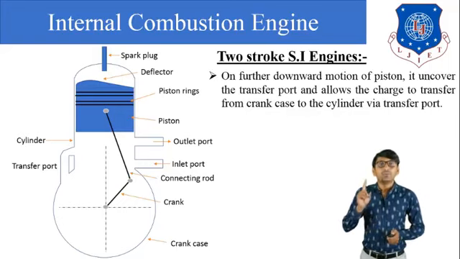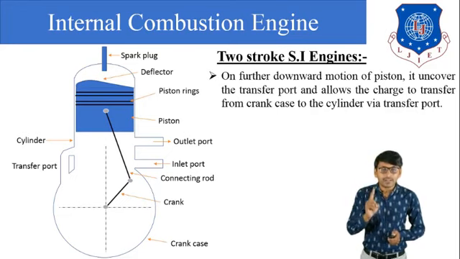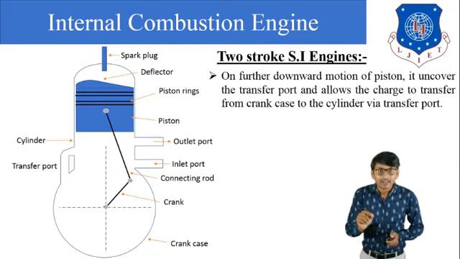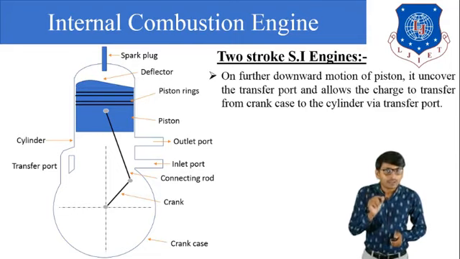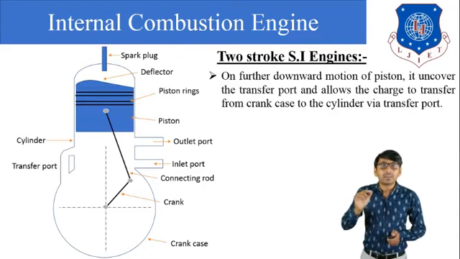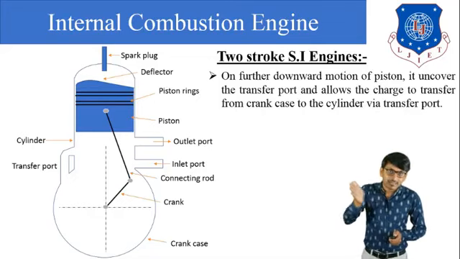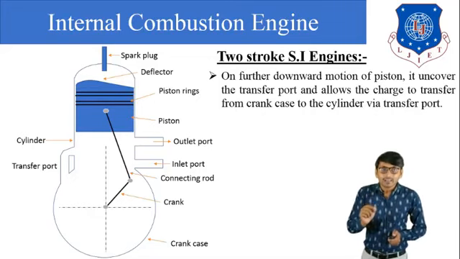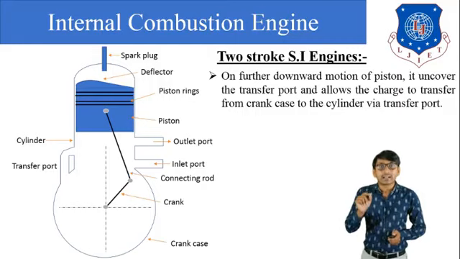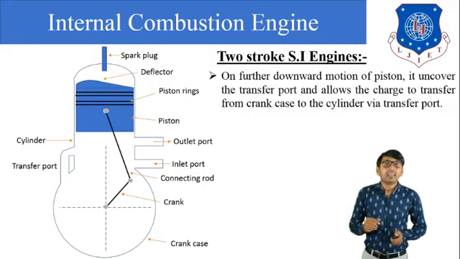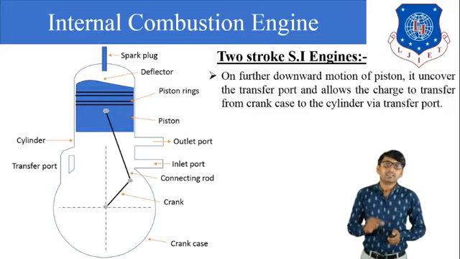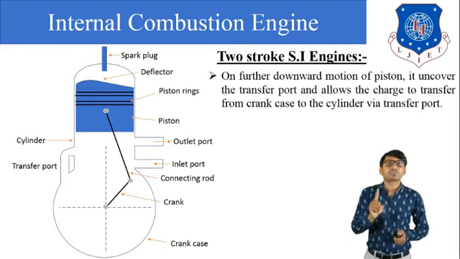So during the first stroke, the piston moves in the downward direction. It first covers the inlet port and compresses the mixture present in the crankcase. Then it uncovers the outlet port and the high temperature gas present at the upper side of the piston is released into the atmosphere, and then it uncovers the transfer port. So the mixture present in the crankcase is transferred to the upper side of the piston in the cylinder. So this is about the first stroke.